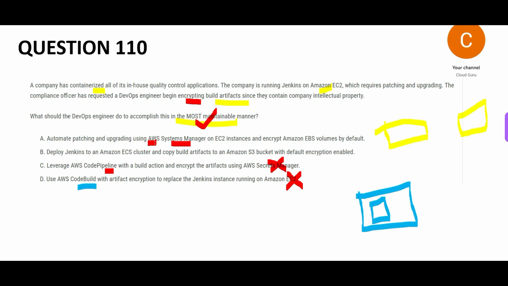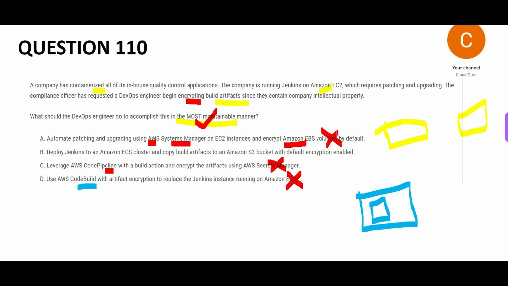So the way I see this is, they are softly saying, okay guys, Jenkins, forget about it, let's use systems manager on EC2 instance. So systems manager, you don't have to put on EC2 instance, it can be a separate service itself, it's a separate resource. Second thing they are saying is, you encrypt Amazon EBS volumes by default. Okay, that means they want to put the build on EBS volumes. EBS is very expensive and it is not most maintainable.